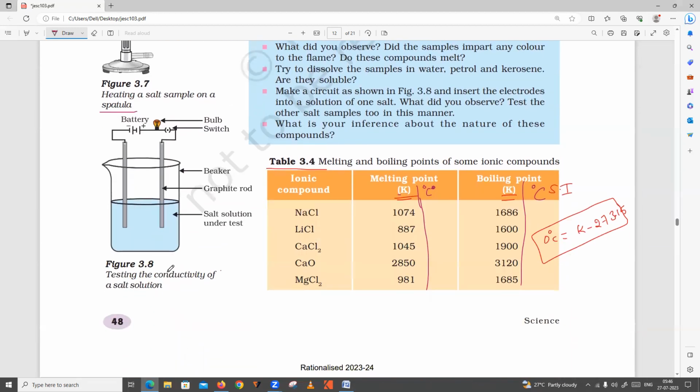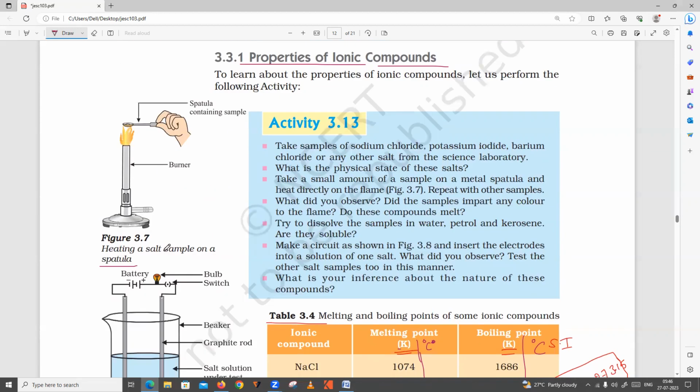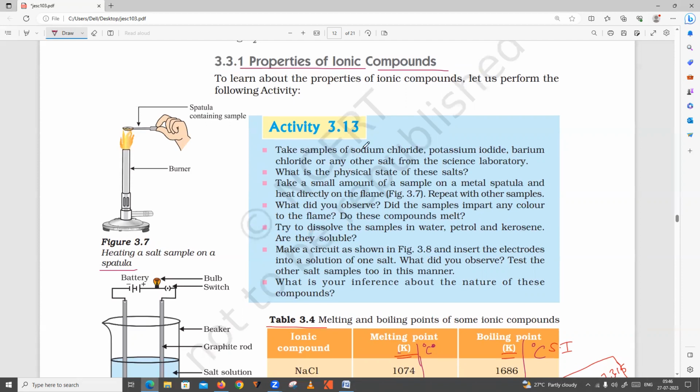Next one, testing the conductivity of a salt solution. Of course, let us go with that. Take samples of sodium chloride. What is the formula of sodium chloride, everybody? Yes, NaCl. Potassium chloride, KCl. Barium chloride. Barium chloride formula? BaCl2. Okay. BaCl2. And any other salts from the science laboratory.